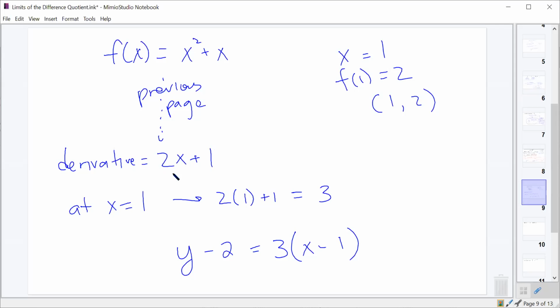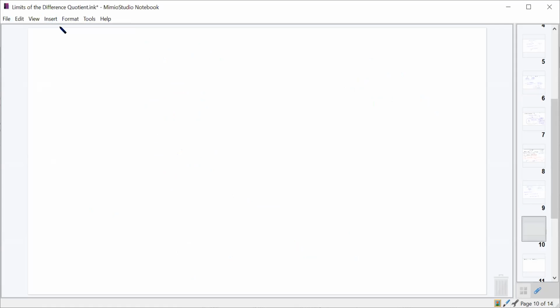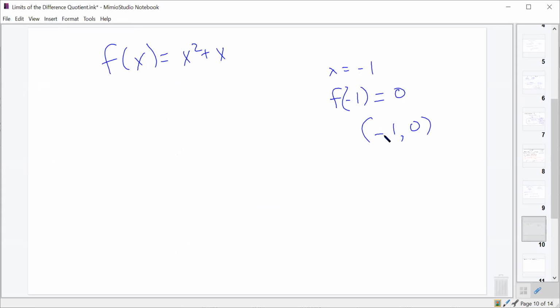Does that make sense or no? Yeah, that makes sense. So, for example, we've got a couple minutes here, so I'm not going to do a whole new problem. But suppose we wanted to do this with the point at x equals -1. We're still f of x equals x squared plus x. Well, f of -1, what would that be? That'd be 0, right? So we'd have the point -1 comma 0.